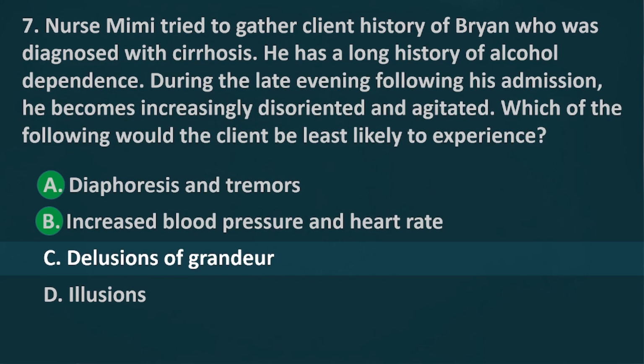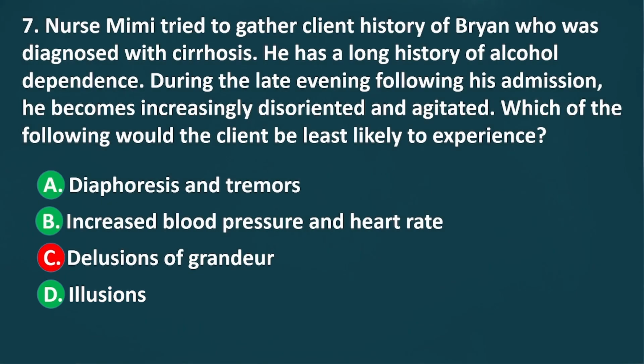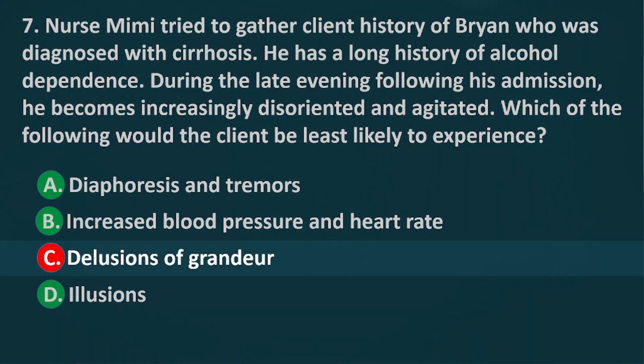Delusion of grandeur is defined as a false belief in one's own superiority, which is for manic patients and is not from a patient with alcohol withdrawal. Illusions happen in dim, artificial lighting where the environment is not perceived accurately by patients with alcohol withdrawal. Therefore, the correct answer is letter C.